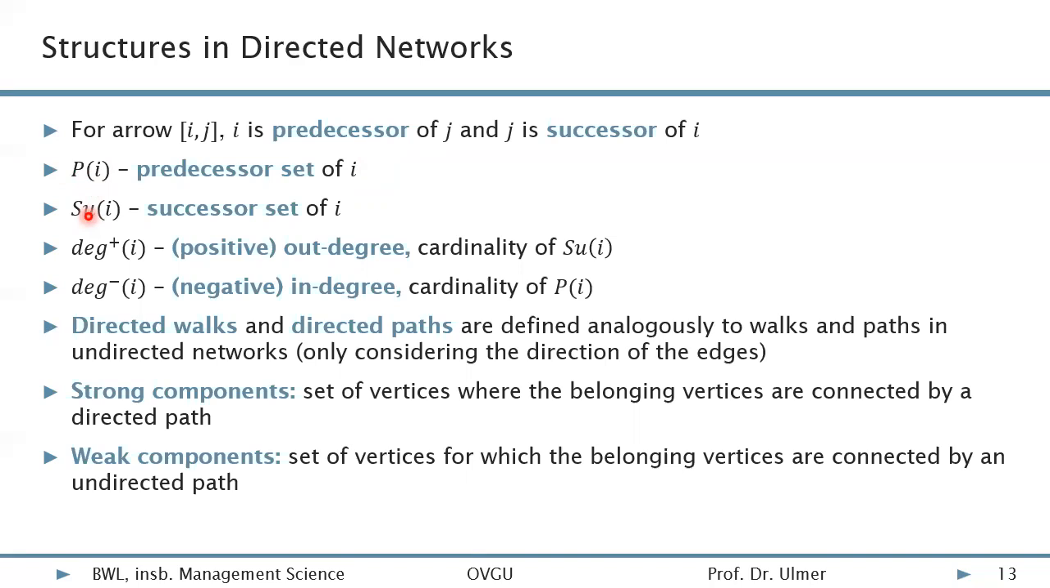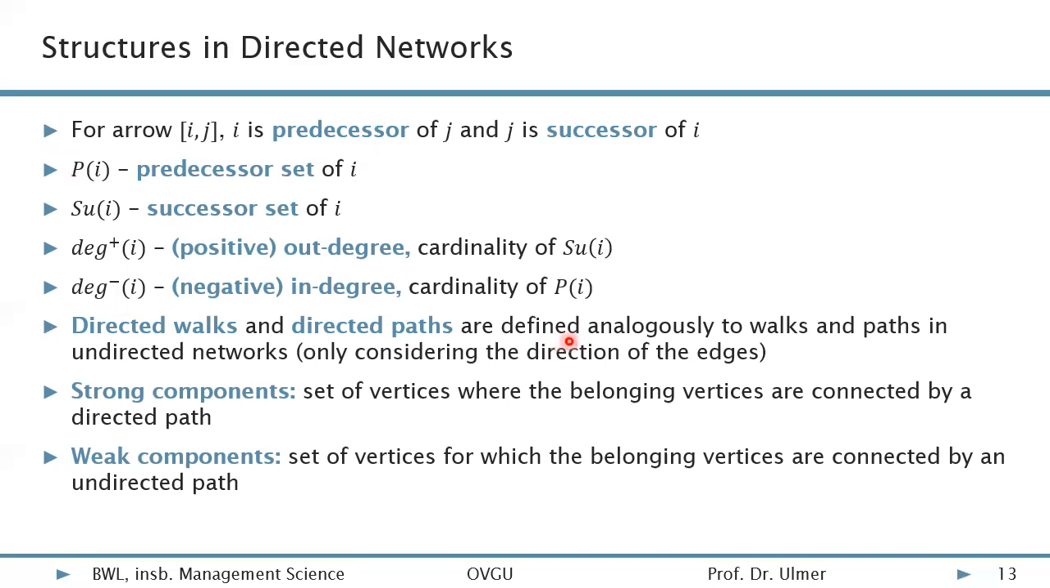As with our other undirected network, we can also define a degree, which is now positive or negative. Positive means how many, let me check, successors, how many arcs go out. So degree plus is the cardinality of the successors. Negative means how many go in. So if you look at a chain of command, having a high positive degree is good because you can command a lot. Having a high negative degree is not so good because everyone can tell you what to do.